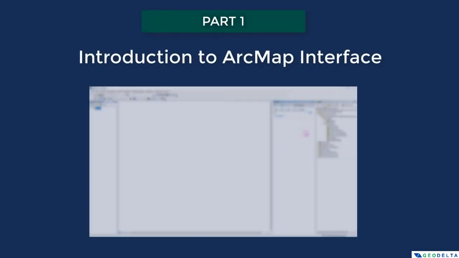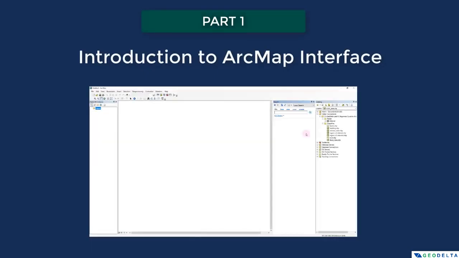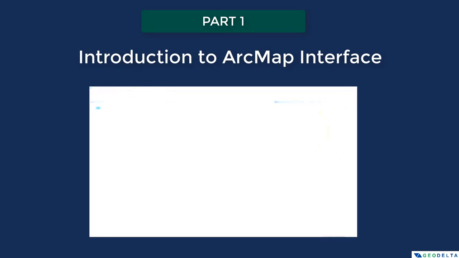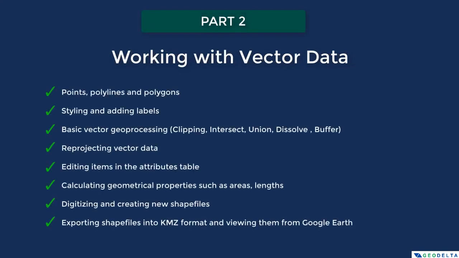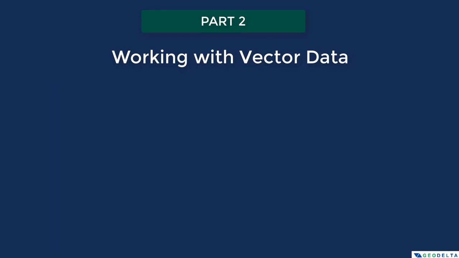To start off, I'll give you a bit of an overview of what ArcGIS Desktop is, and we'll discuss the different components of the interface. Then we will move on to discuss how we can use this software to work with vector data. Now on the screen you can see the subtopics we are going to discuss: types of vector data, how to do basic styling and geoprocessing tasks, how to edit the attributes, how to use the field calculator and the geometry calculator, how to digitize things, how to create new shapefiles, and how you can export those new vector files into different file formats.